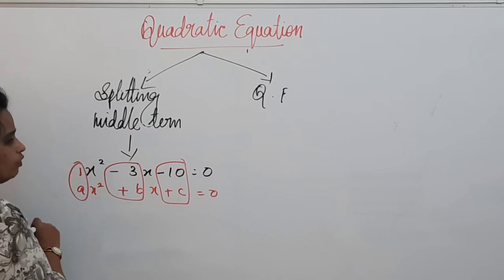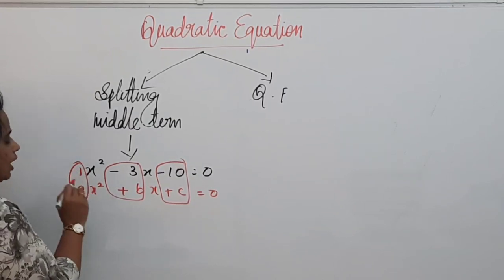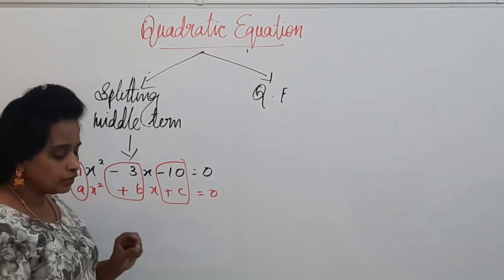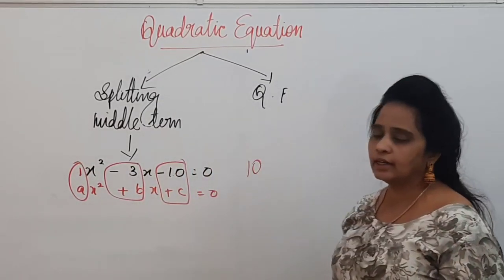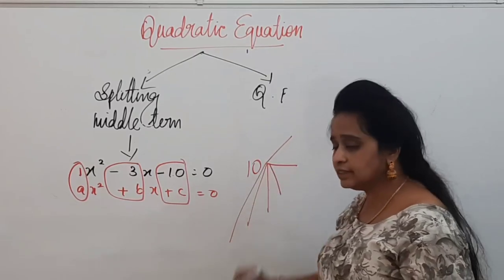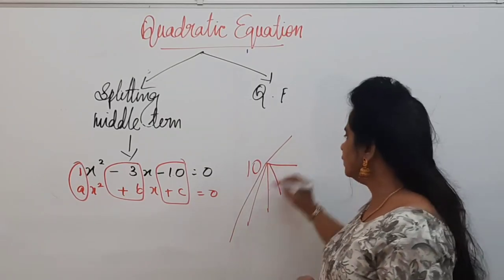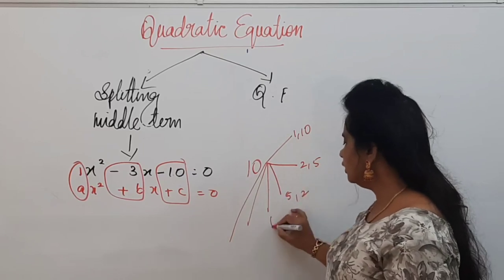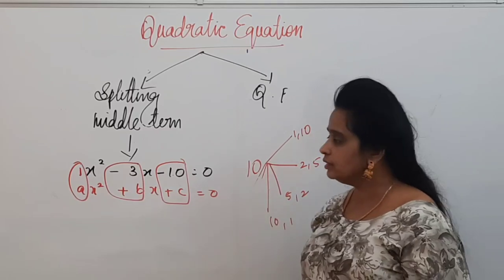Now I concentrate on the second step. Concentrate on the coefficient of x square. If the coefficient is 1, you go on to the constant term. Concentrate on the constant term, that is 10. So 10 is my targeted term. So I am going to find the factors for this, starting from the table of 1. That is 1 tens are, 2 fives are, 5 twos are, 10 ones are. These are the factors for the number 10.